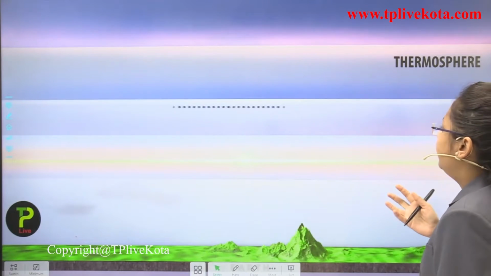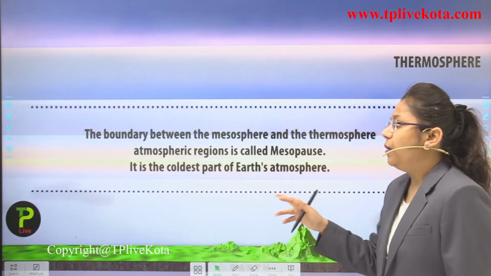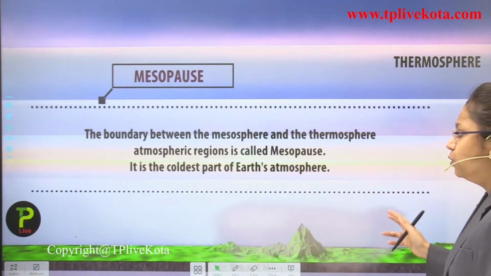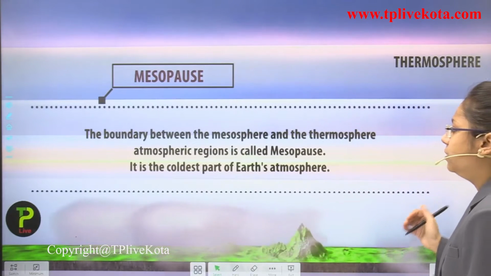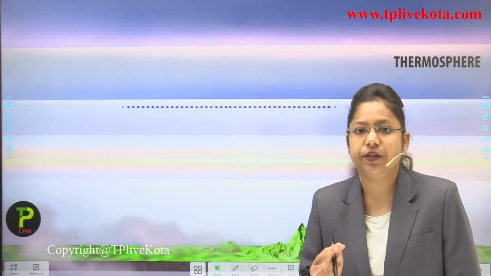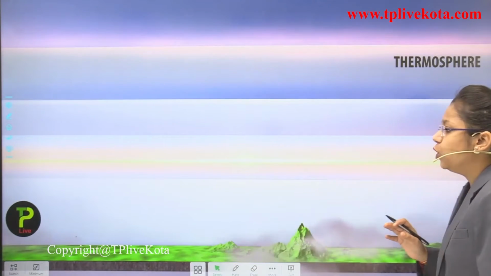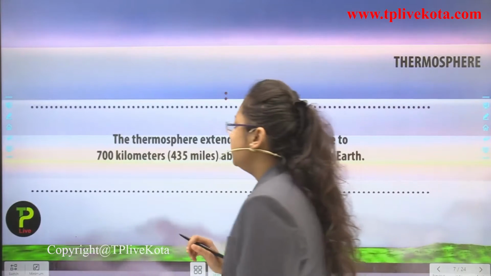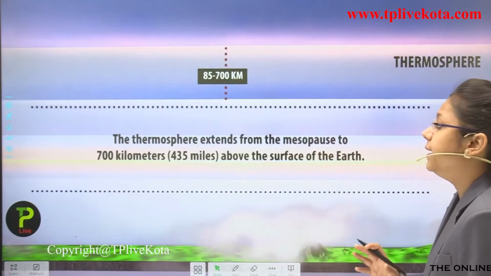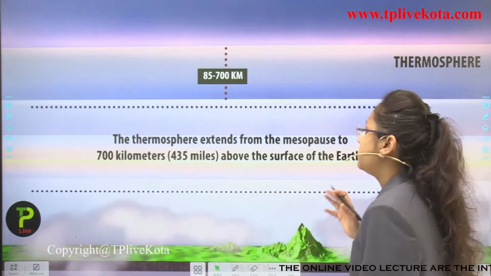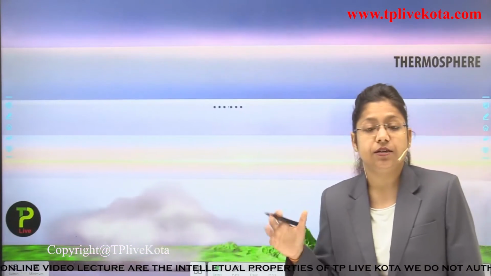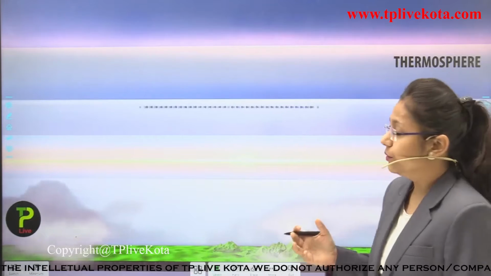Now, let us see briefly about the thermosphere, students. So, the boundary between the mesosphere and thermosphere atmospheric region is known as what? Mesopause. It is the coldest part of the Earth's atmosphere. Okay, so it is the coldest part of the Earth's atmosphere, which is known as what? The mesopause. Now we can see here the thermosphere extends from the mesopause to 700 kilometers, that is 435 miles above the surface of the earth. Okay, so it is 700 kilometers above the surface of the earth.